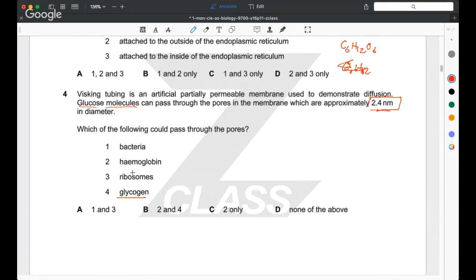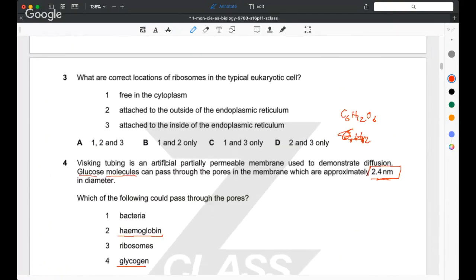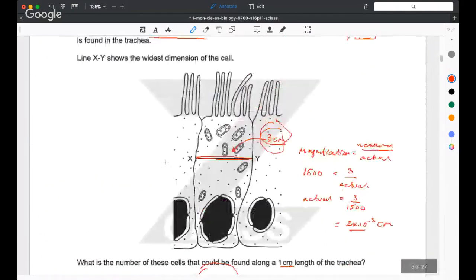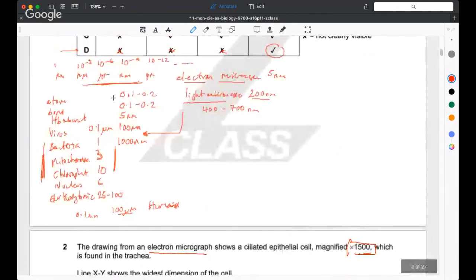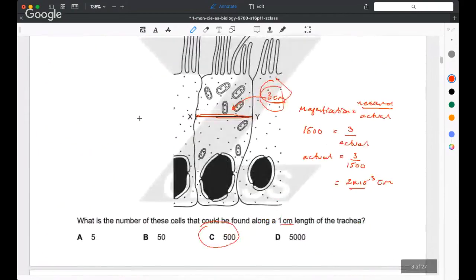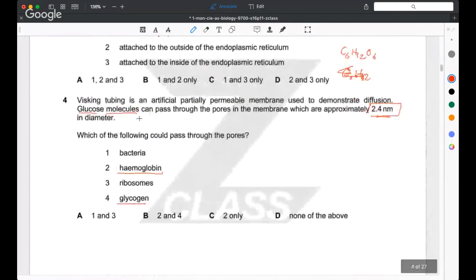And then you've got this hemoglobin. We don't know if that's a hemoglobin unit or 4 hemoglobin units joined together. But for the hemoglobin unit, we had the subunit was about 5 nanometers. So those protein chains are going to be too large to fit through the partially permeable membrane. So those can't fit through. The glycogen is a polysaccharide. It's many of these glucose molecules joined together, so that can't fit through.